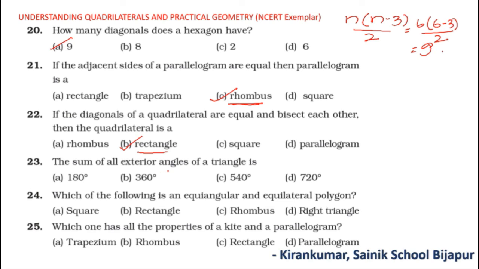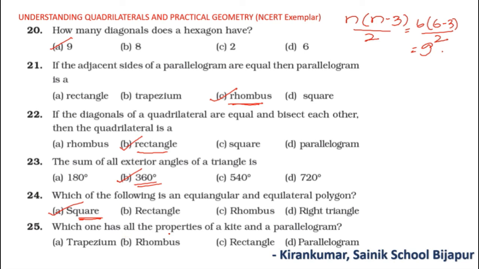23rd, the sum of all exterior angles of a triangle is 360 degrees, and this is true for any polygon. Question 24. Which of the following is an equiangular and equilateral polygon? An equilateral and equiangular polygon is a square because all sides are equal and angles are also equal, and they are equal to 90 degrees.